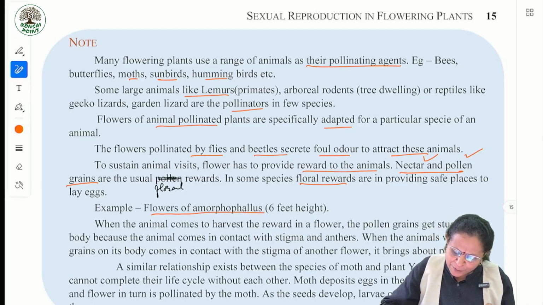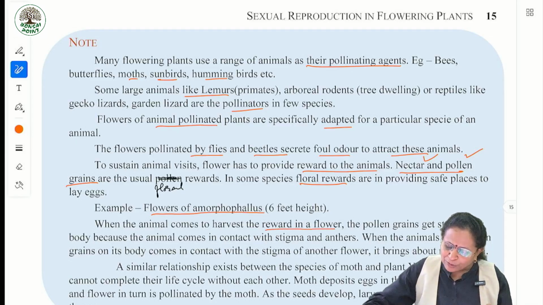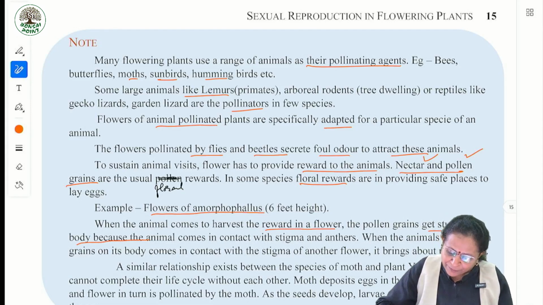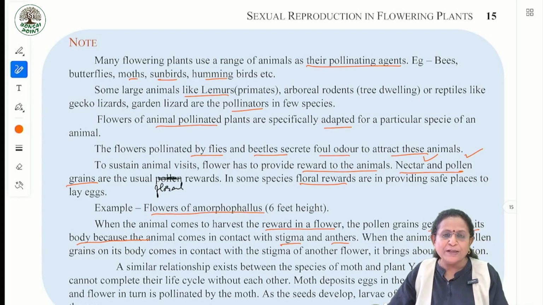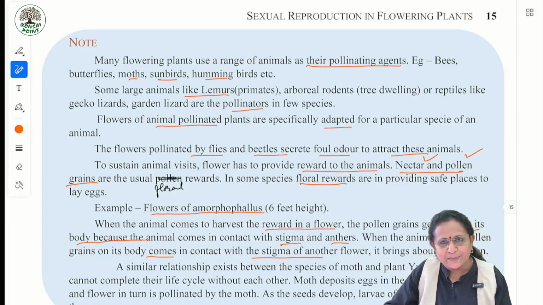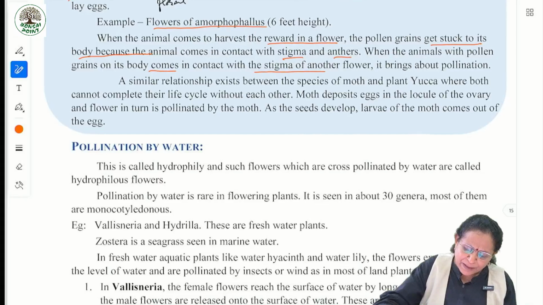When animal comes to harvest the reward in a flower, the pollen grains get stuck to its body because the animal comes in contact with the stigma and the anthers. When the animal with pollen grains on its body comes in contact with the stigma of another flower, it brings about pollination.